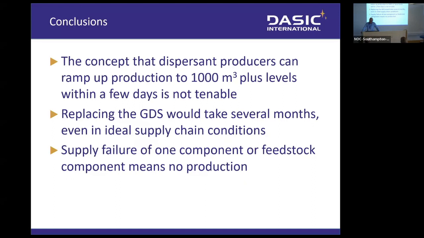And finally, I'll leave you with the thought that these complex supply chains, all you need is a failure of one component in there for one of these raw materials for the dispersant manufacturer to stop. It's like a house of cards. One of those cards fails, the whole house falls down. So it's not a simple picture. And that is it.